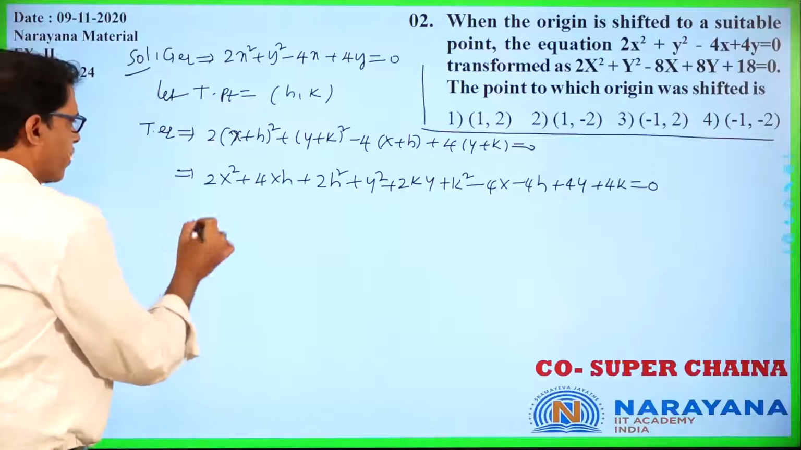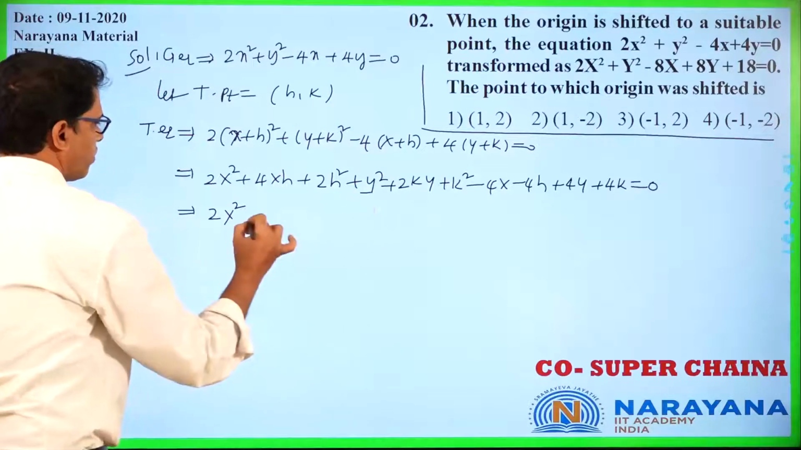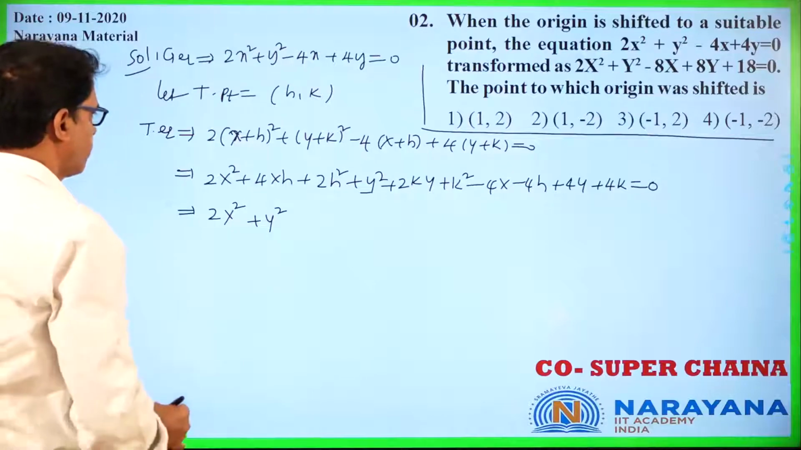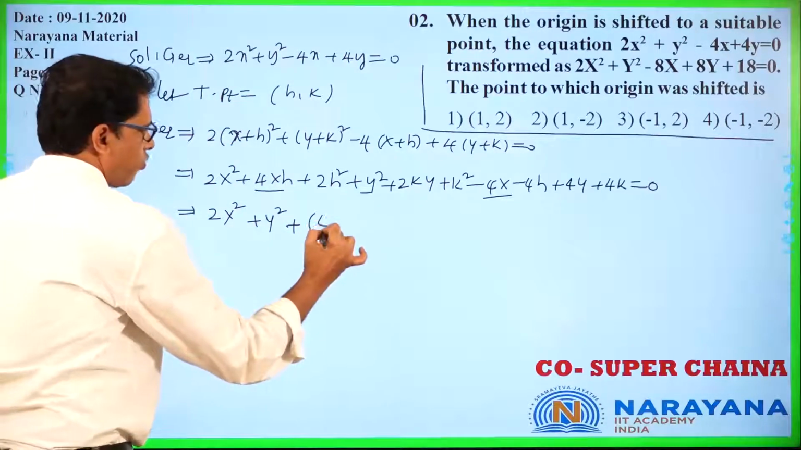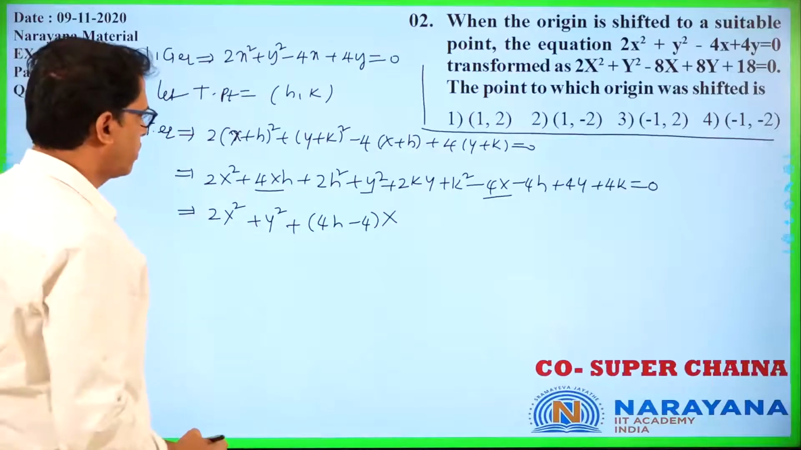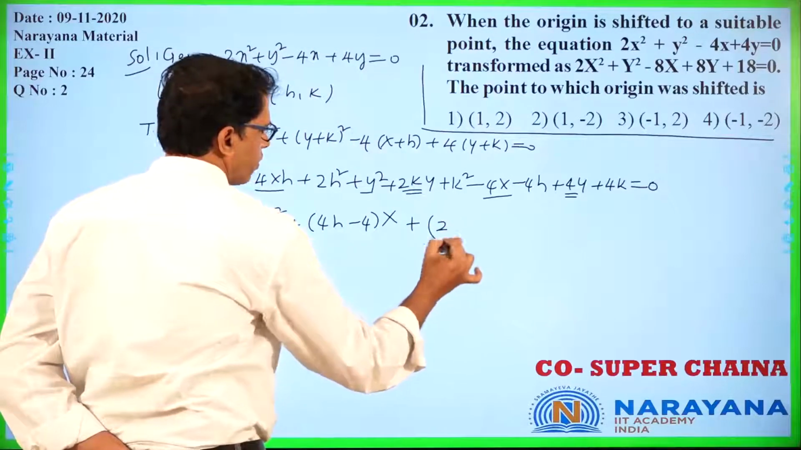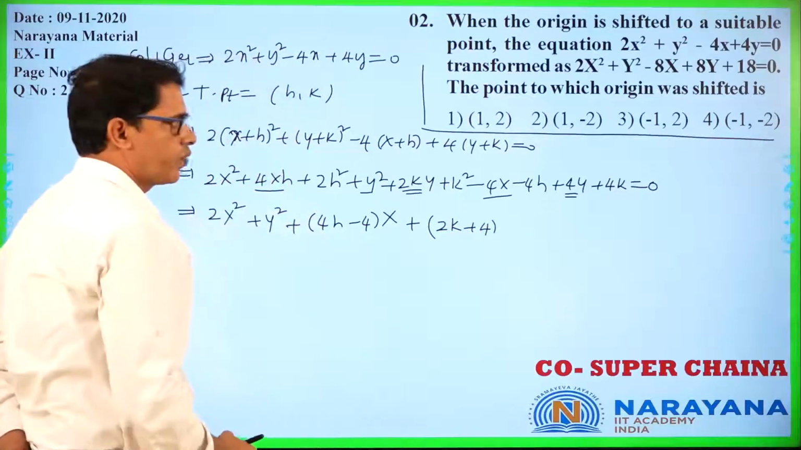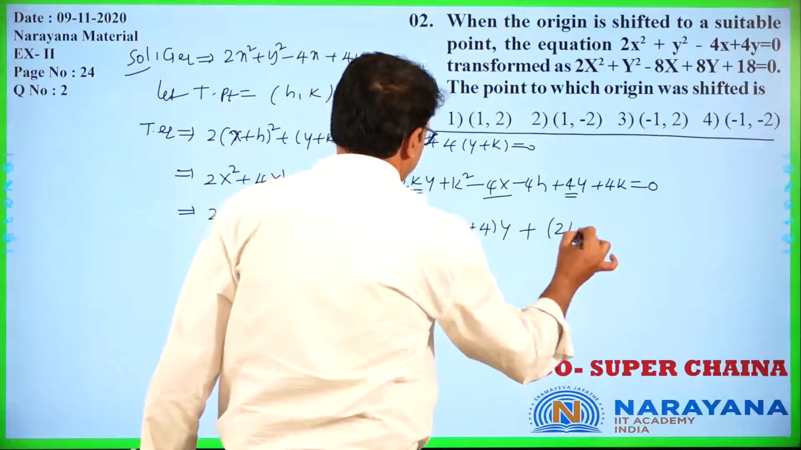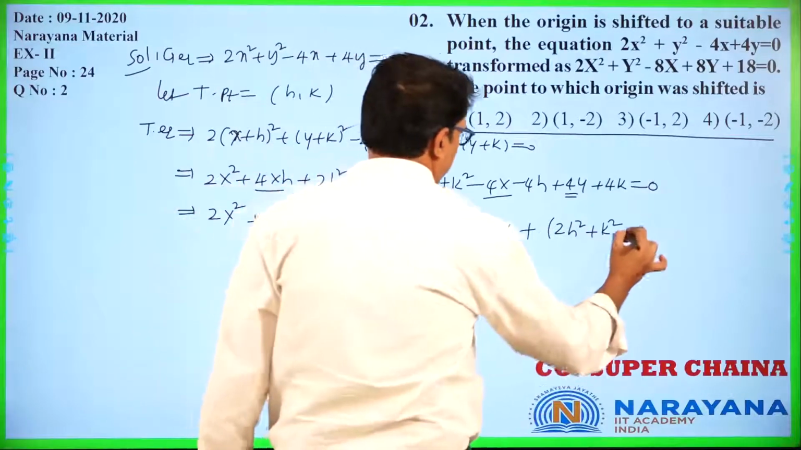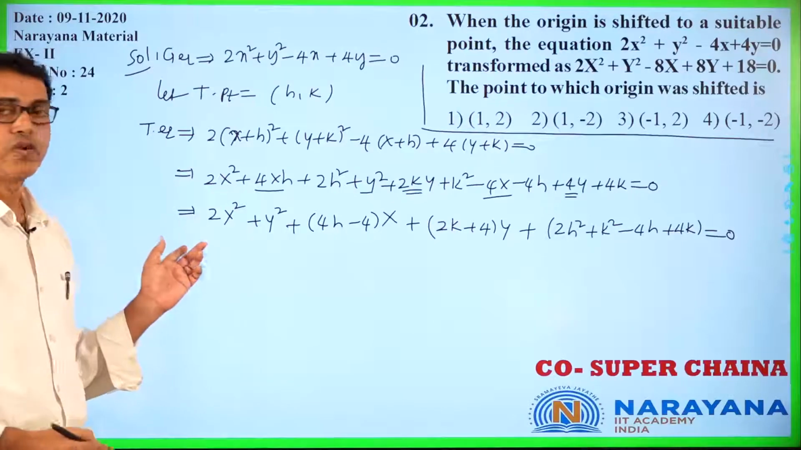Now put in order: first the x² term, 2x², then the y² term, y². Then the x term, taking x common: (4h − 4)x. Then the y terms: 2ky + 4y, taking y common: (2k + 4)y. The remaining constant terms are 2h² + k² − 4h + 4k = 0. Now this is the transformed equation.